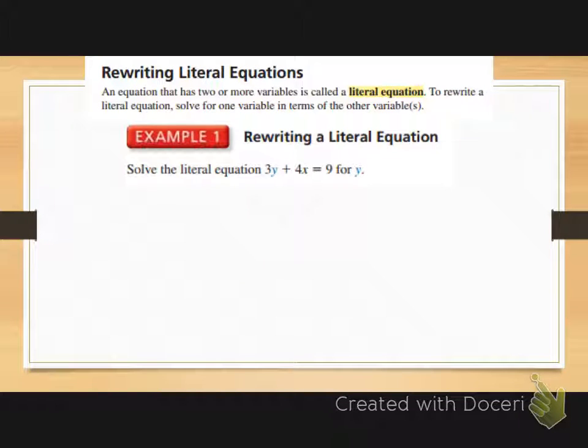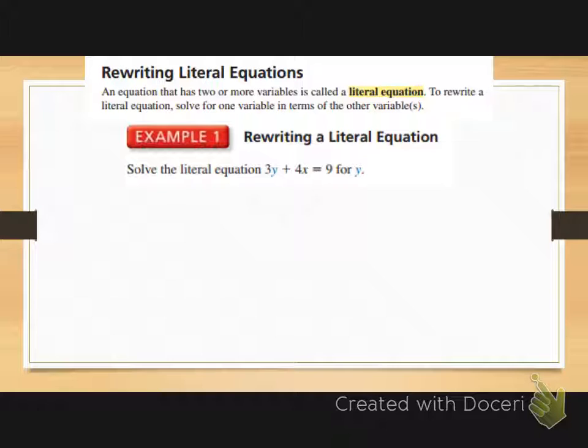So when we're rewriting literal equations, an equation that has two or more variables is called a literal equation. To rewrite a literal equation, you're just going to solve it like you would normally solve for a letter or a variable. You would just solve for one of those variables in terms of that other variable. So rewriting a literal equation.